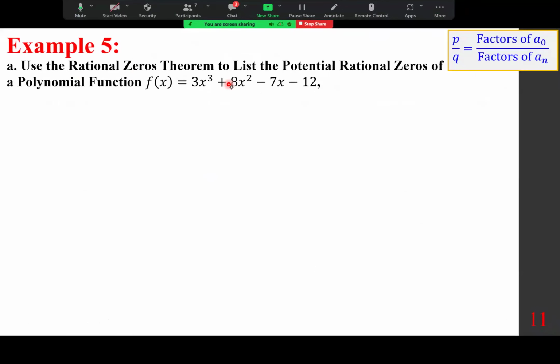Use the rational zeros theorem to list the potential rational zeros of the polynomial function f of x equals 3x cubed plus 8x squared minus 7x minus 12. First and foremost, the degree is 3. That means at most we can have 3 real zeros.